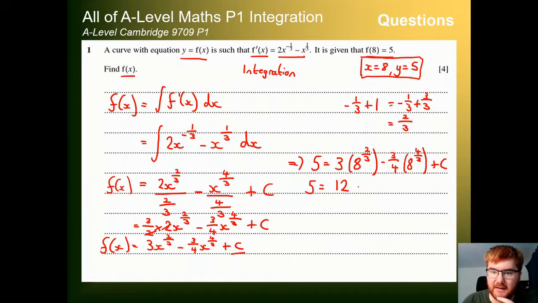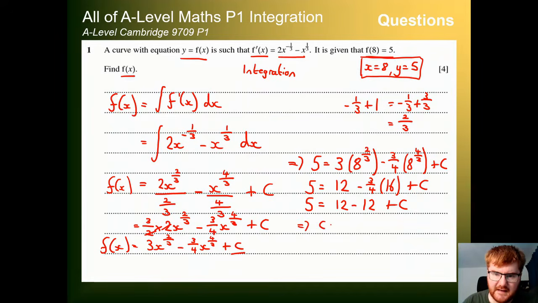And if we do this part here, so we've got 3/4. So we have the cube root of 8, which is equal to 2. 2 to the power of 4, that's equal to 16. And I think we're going to get something nice here. So 3/4 of 16 is equal to 12. And boom, the 12's cancel. 12 minus 12 is 0.